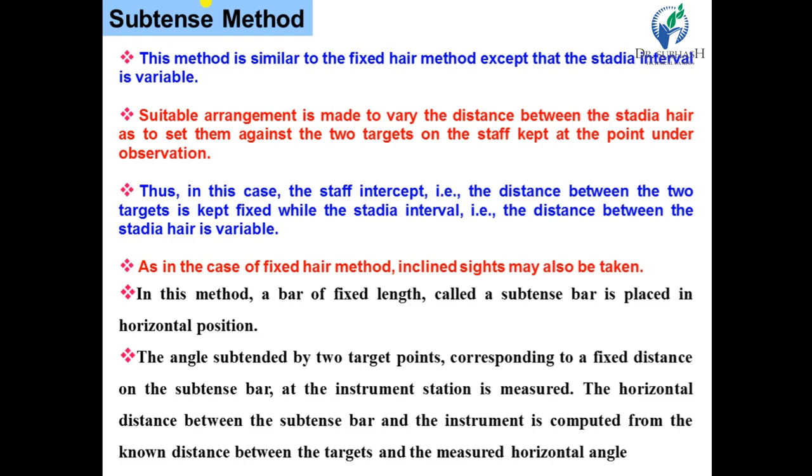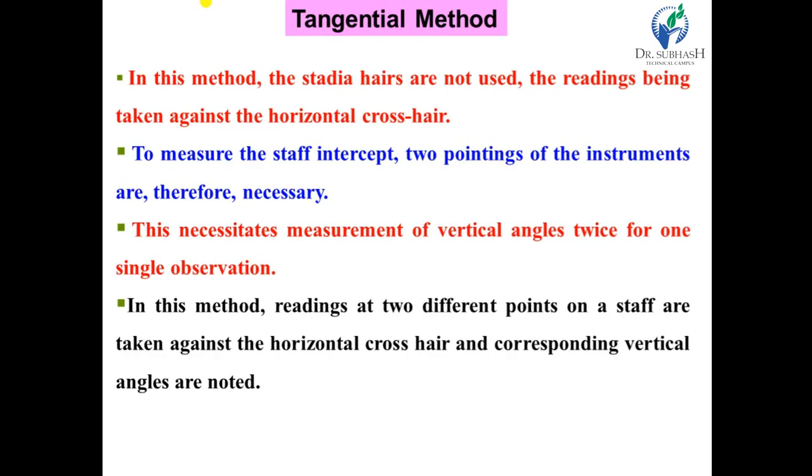In this method, a bar of fixed length, called a subtense bar, is placed in a horizontal position. The angle subtended by the two target points corresponding to the fixed distance on the subtense bar at the instrument is measured. The horizontal distance between the subtense bar and the instrument is computed from the known distance between the targets and the measured horizontal angle. Now we are moving to the tangential method.